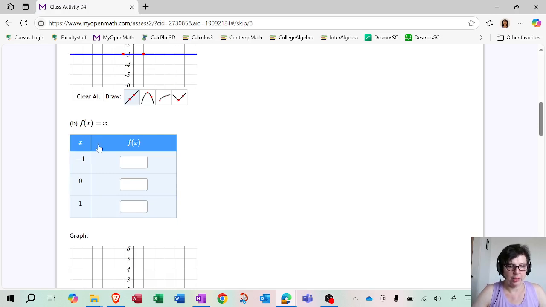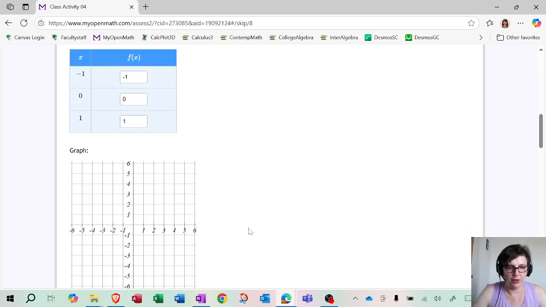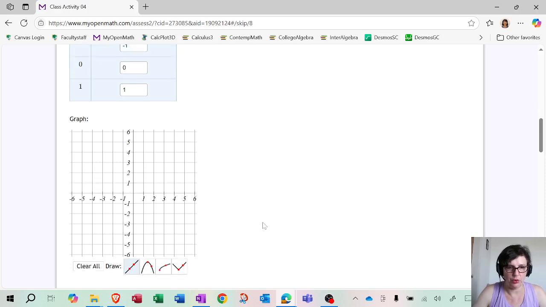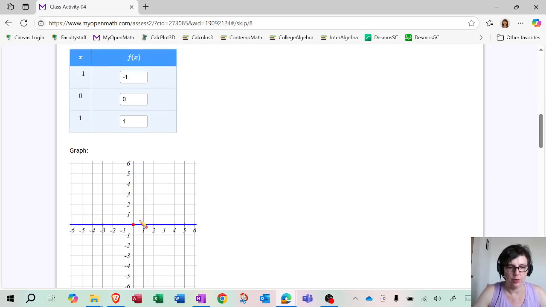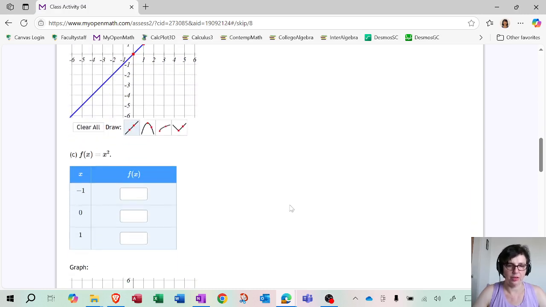Okay, let's go to f of x equals x. Hopefully you understand that this is also called an identity function because it just gives you back the same number you give it. You give it -1, it says, okay, -1, thank you. Give it 0, it gives you 0. Give it 1, it gives you 1. So let's graph it. This is still a line, so we use the line tool, and 0, 0 and 1, 1. That's your y equals x, so f of x equals x.